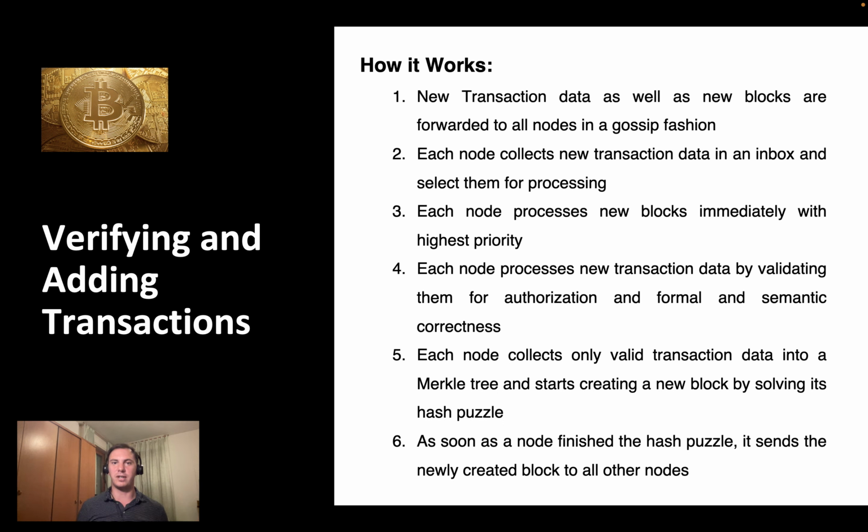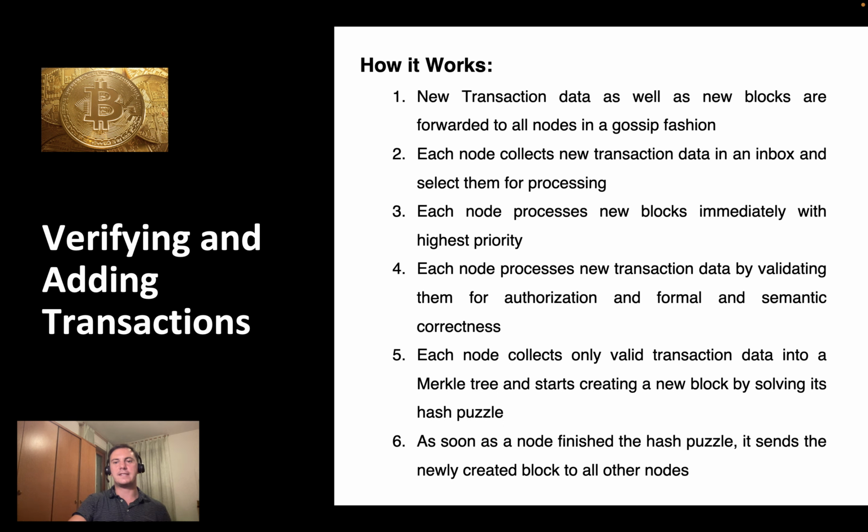First, new transaction data as well as new blocks are forwarded to all nodes in a gossip fashion. Each node collects new transactions in an inbox and selects them for processing. Each node processes new blocks immediately with the highest priority. As soon as you have a transaction, you start to process new blocks. Each node processes new transaction data by validating items for authorization and formal and semantic correctness.